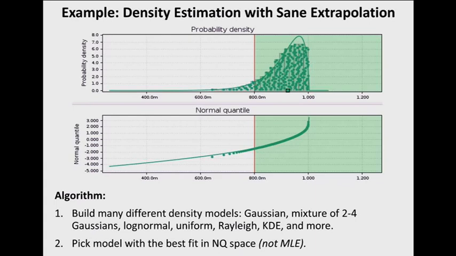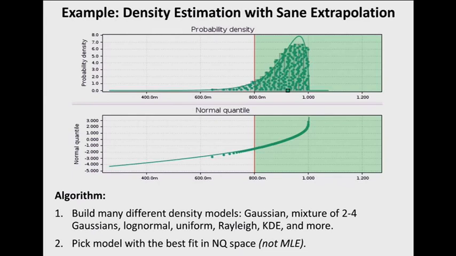And so something off the shelf like KDE that's non-parametric just simply failed. What we did, we simply built many density models, so dead simple. We looked at a whole bunch of fancy approaches. In the end, we just build a Gaussian, a mixture of 2 Gaussians, a mixture of 3 Gaussians, 4 Gaussians, 5 and 6, and so on too. A log normal, a uniform, a Rayleigh distribution, KDE as a backup, and even a few more. And then we picked the model with the best fit.